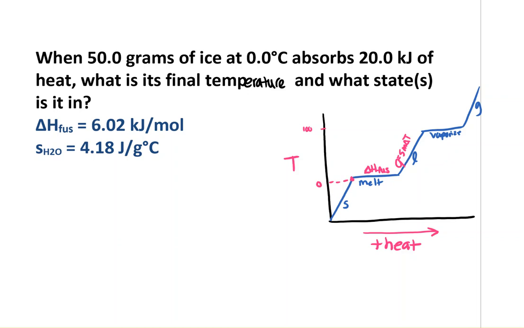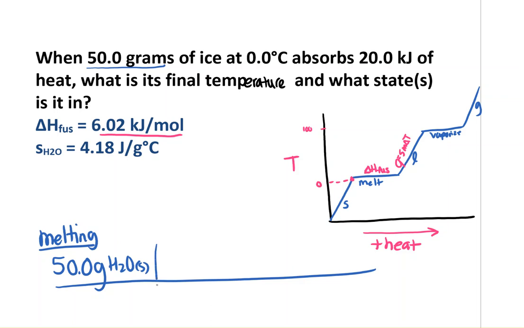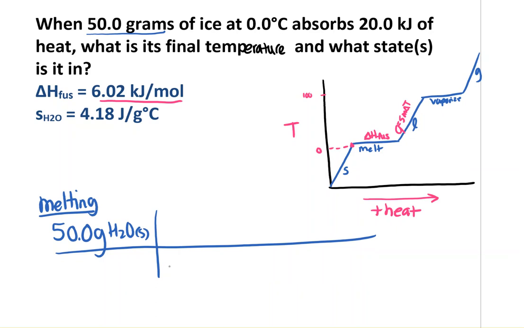to melt it all. What we should do maybe is say, well, how much energy does it take to melt all of that? Well, I have the heat of fusion as a conversion factor. So I'm going to start with, well, how many kilojoules does it take to heat the 50 grams? So this is for melting, 50 grams. Of course, this is ice. And that's in kilojoules per mole, so I need to convert to moles.